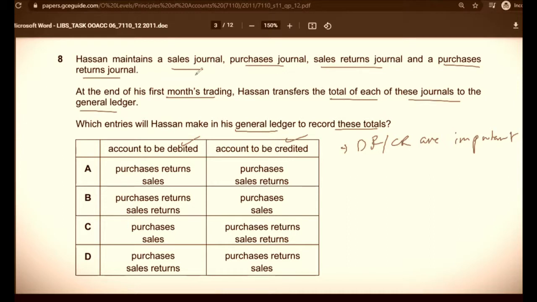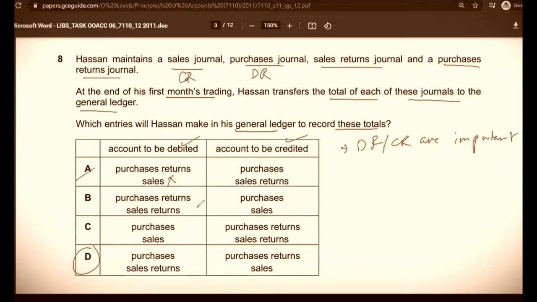So Hassan is maintaining a sales journal, purchases journal, sales return journal, and purchases return journal. Sales journal would have a credit balance and a purchases journal would have a debit balance, right? So you need to search for which options credit sales and debit purchases. And you would see that it's only option D. If you look at options A, B, C, account to be debited sales, this is absolutely wrong. So option A could be immediately eliminated.